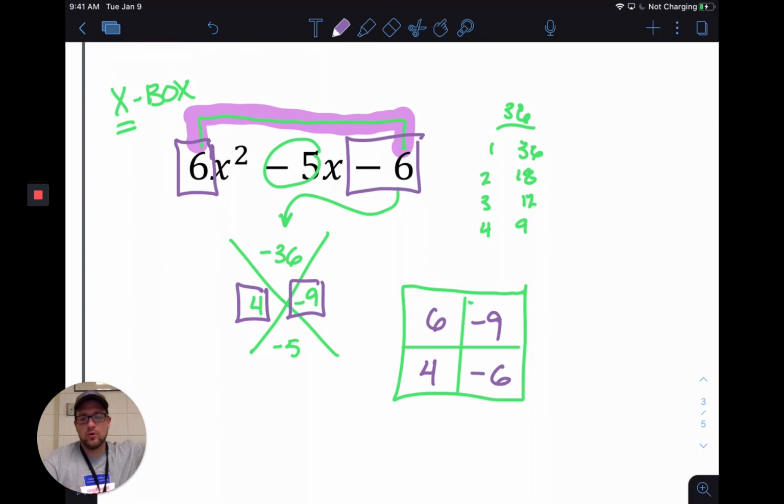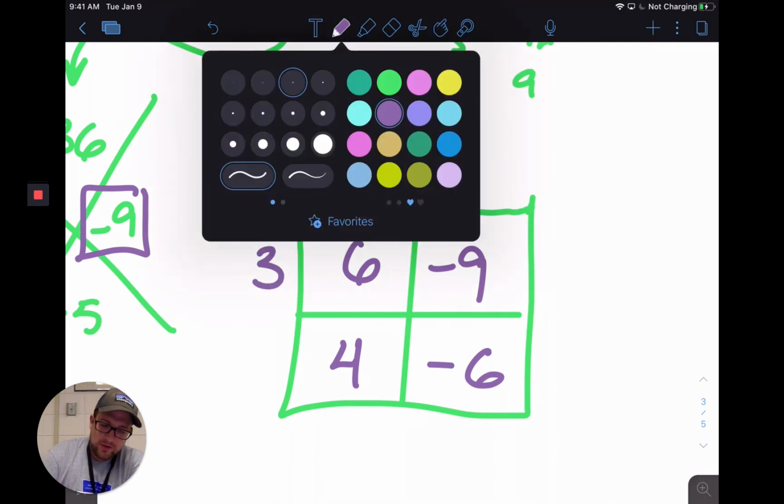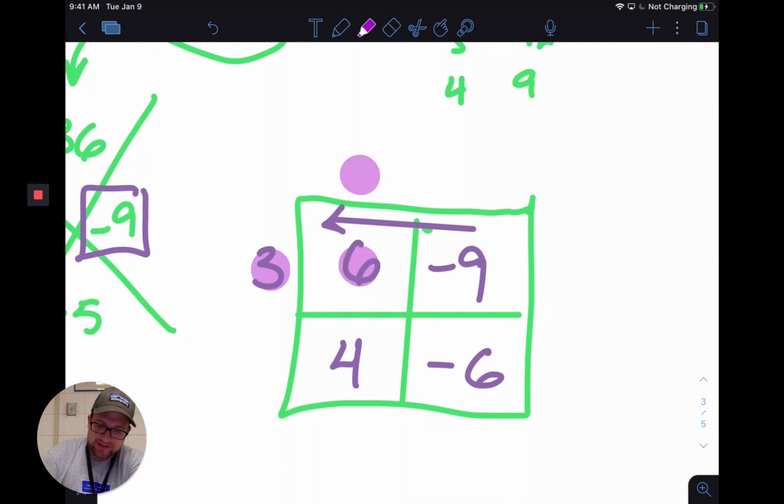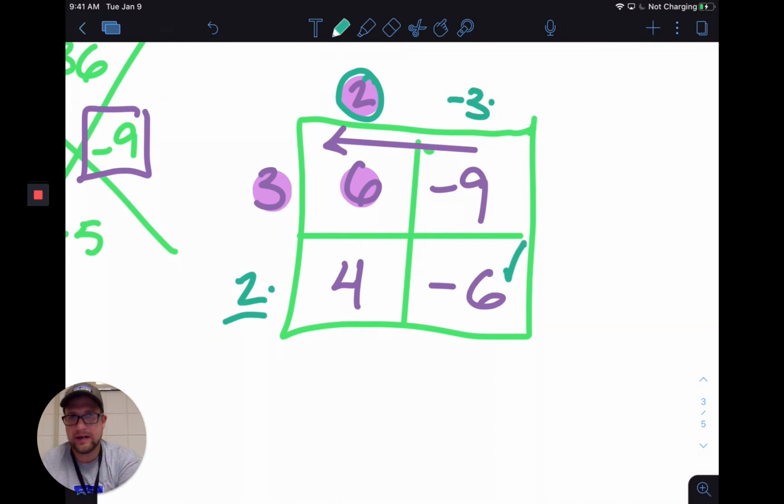Now we are going to look for a greatest common factor that can be pulled out of these two terms. The biggest number I can pull out of 6 and 9 would be a 3. And then I ask myself, 3 times what is equal to 6? Of course, this is a 2. We're just doing what we call an area problem right now. And 3 times what is equal to negative 9? This, of course, has to be a negative 3. And last but not least, 2 times what is equal to 4? This has to be a 2. And then I can check, does 2 times negative 3 equal negative 6? And our answer is yes.